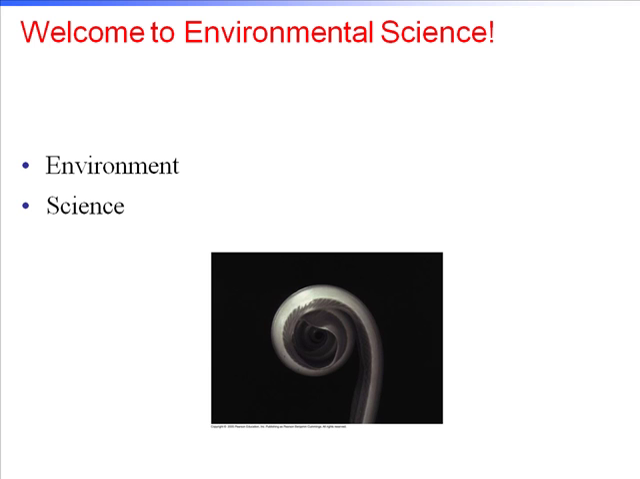The second term, science, we'll have a further discussion on in a future lecture. Science is a way of knowing. It's a way of testing predictions and understanding how things work. Environmental science, then, is the study of how the natural world works, how our environment affects us, and how we affect our environment.